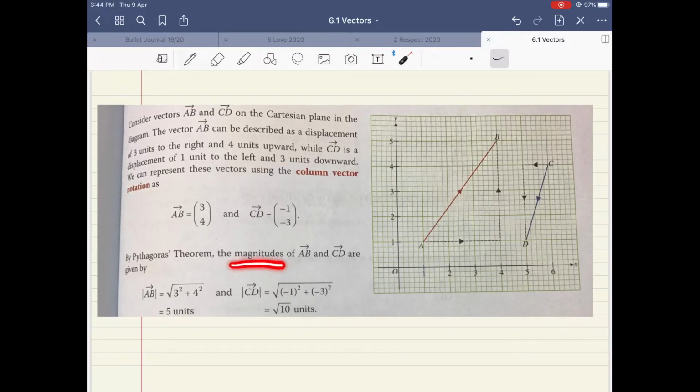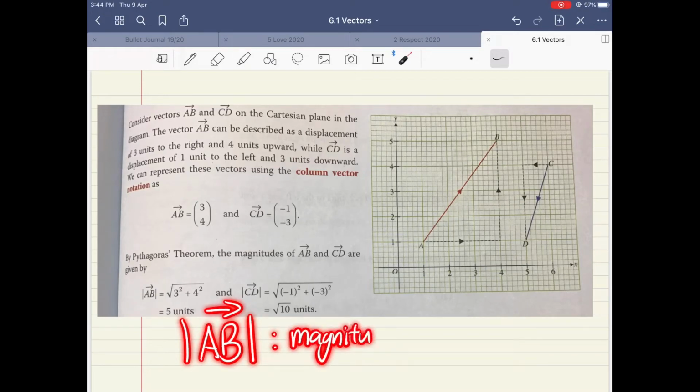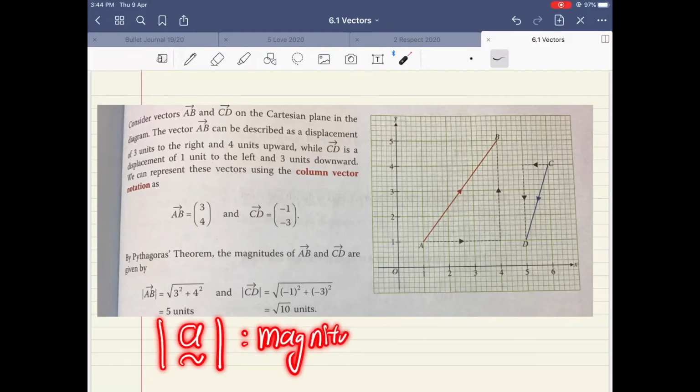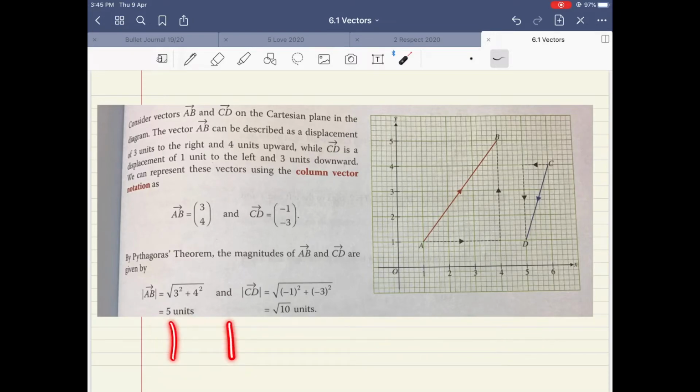Next, we talk about the magnitudes of AB and CD. Basically, AB is a vector. Now, if we add these two lines at the side, what we are asking for is the magnitude of the vector AB. Similarly, if we have a vector A and I put two lines here, what I'm looking for is the magnitude of vector A. So these two lines represent the magnitude.